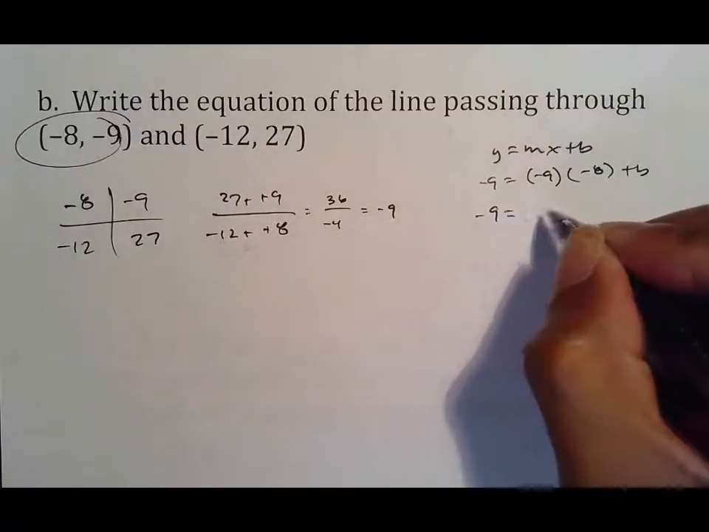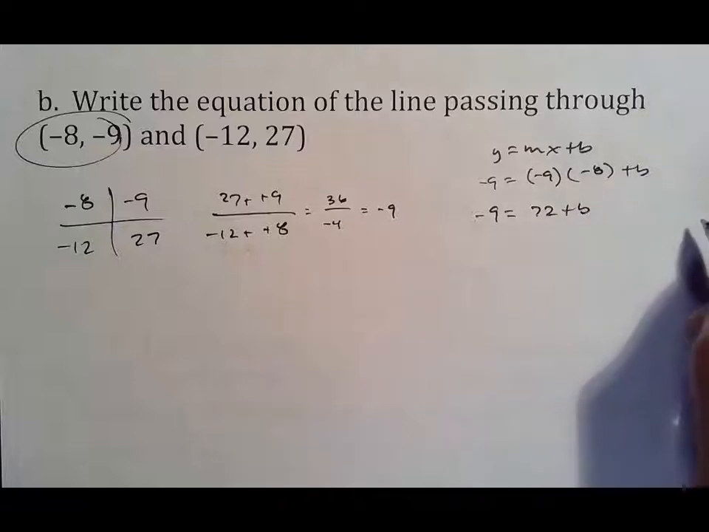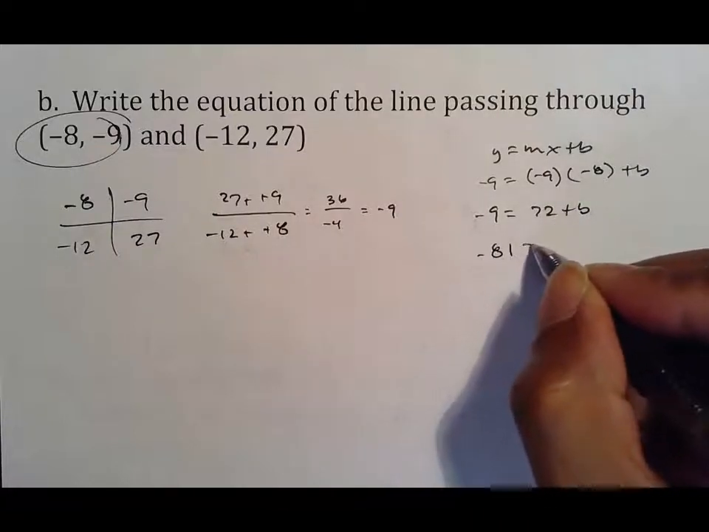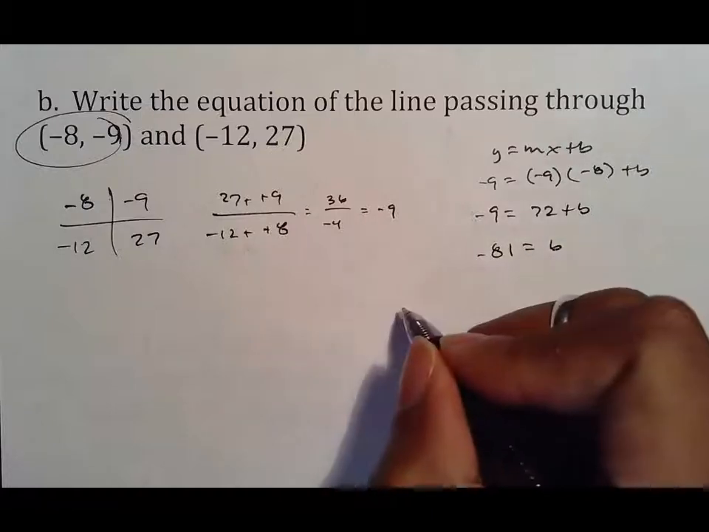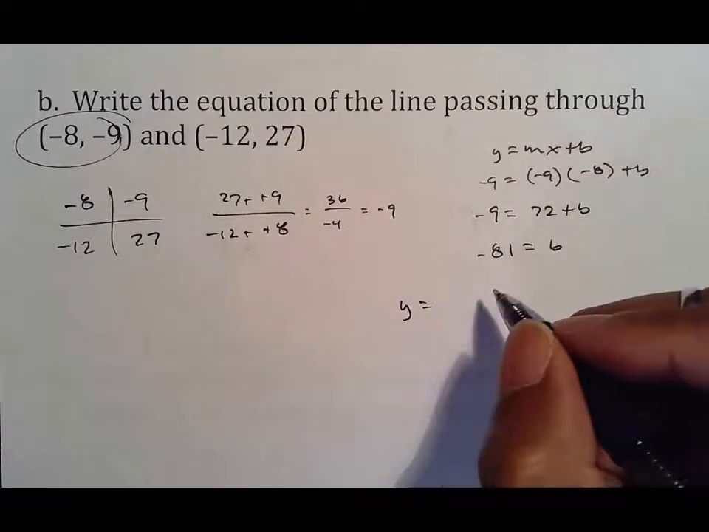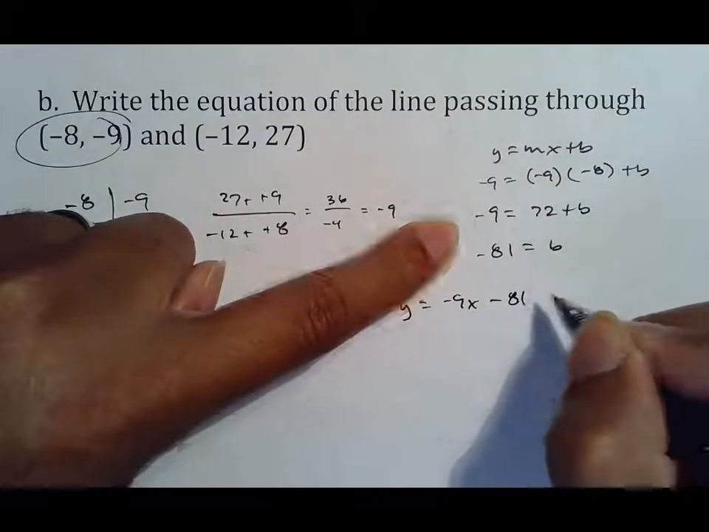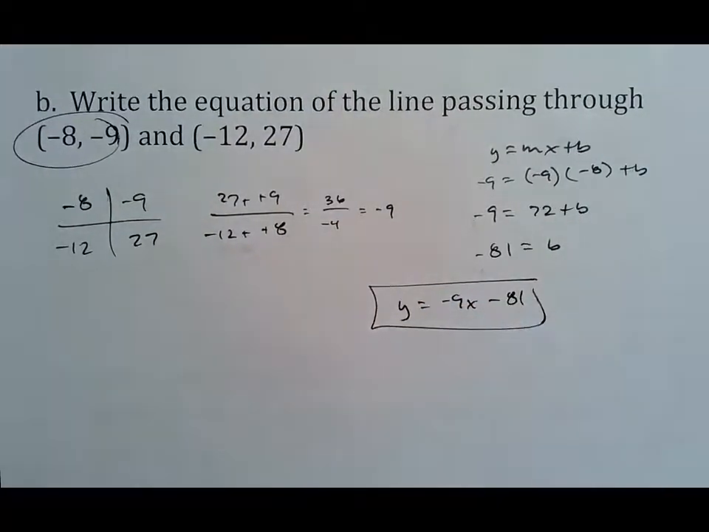Other than that, negative 9 equals 72 plus b. That would be subtracting 72, so negative 81 equals b, which means my formula should be y equals negative 9x minus 81. Should be. We'll see.